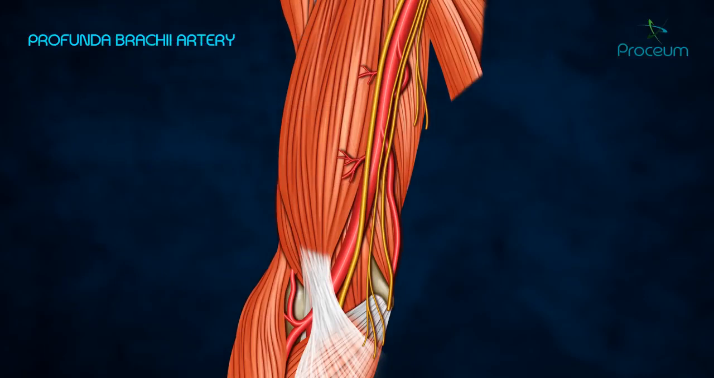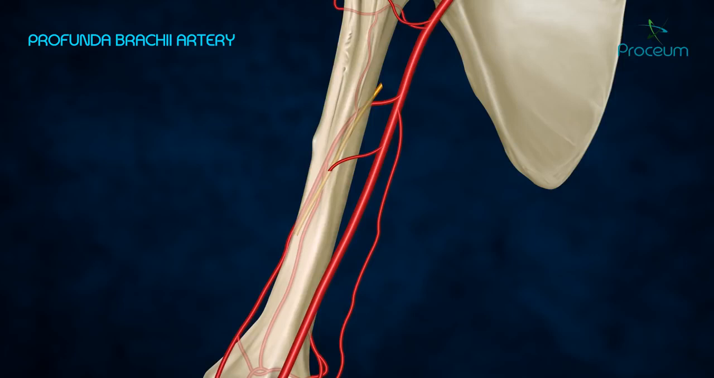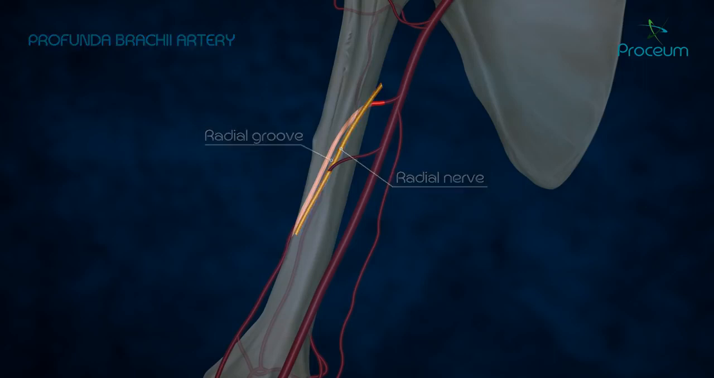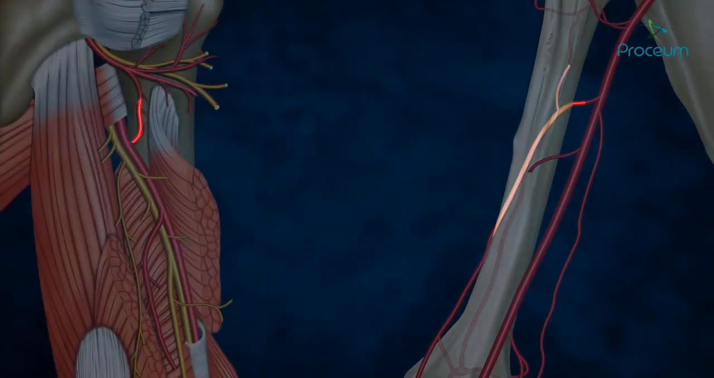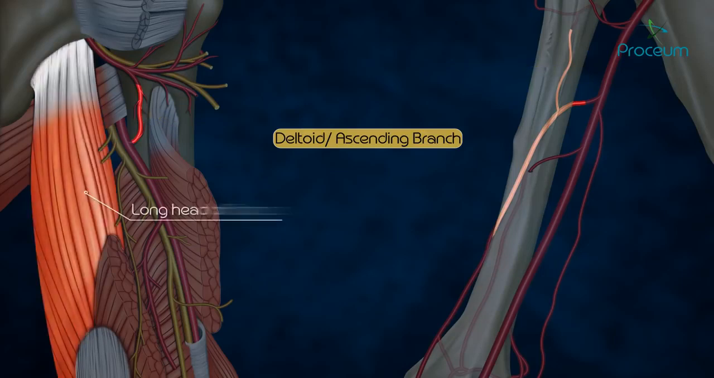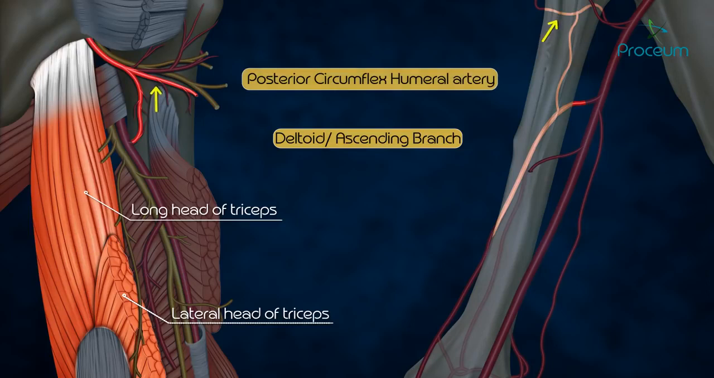Profunda brachii artery. It arises from the brachial artery posteromedially below the lower border of the teres major. It leaves the lower triangular space along with the radial nerve and passes down along the radial groove. It then divides into the deltoid or ascending branch, which ascends between the long and lateral heads of the triceps, and anastomoses with the descending branch of the posterior circumflex humeral artery.